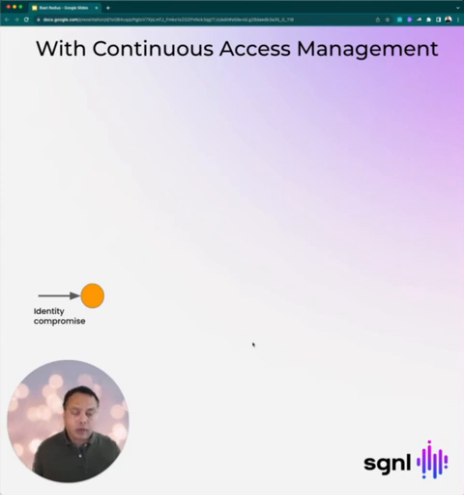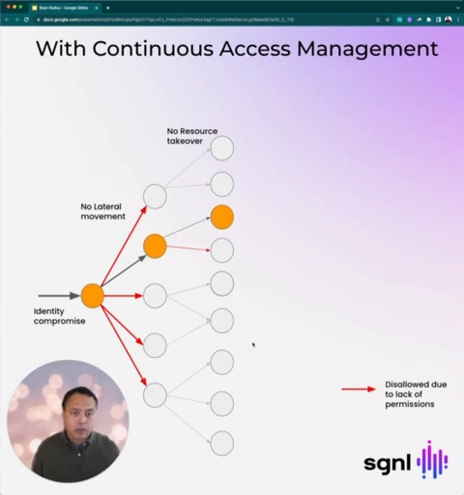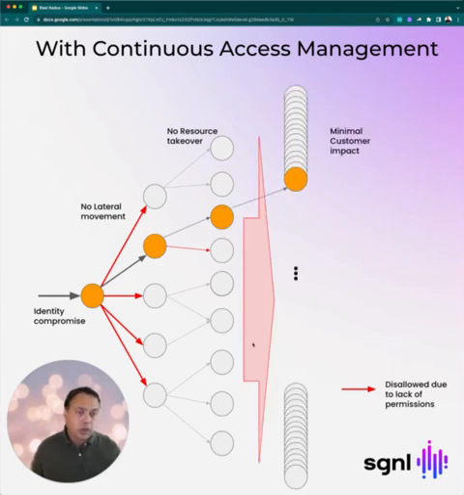So when a user's identity gets compromised, they only get access to a small number of systems, because only those are the ones that they're working on at that particular time. And the red arrows show the things that they don't have access to. And so then you really cannot take over any resources, because you only have access to a limited number of records in a limited number of tables and stuff like that. And so the customer impact is minimal, if any, because if the user is not working on any particular thing at that particular time, they won't get access to anything.